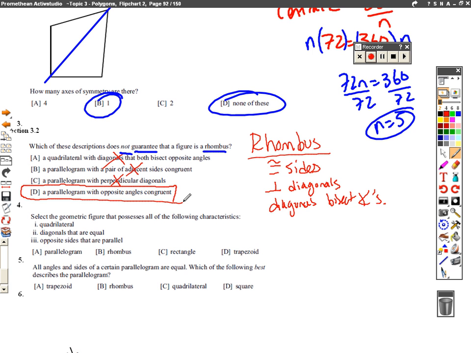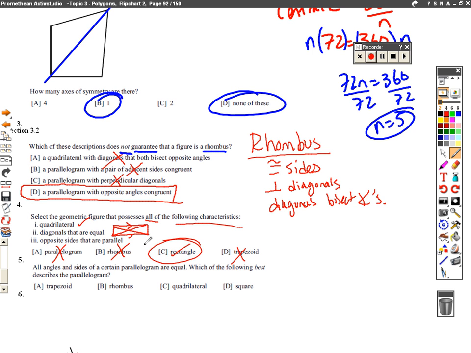Alright, question number 5. Select the geometric figure that possesses all of the following characteristics. It's a quadrilateral. It has diagonals that are congruent. Okay, let's talk about that. We learned that diagonals were congruent in rectangles. So any type of rectangle, the diagonals are congruent. And opposite sides are parallel. That is true of all parallelograms. But the only thing that has all of the following characteristics, not a parallelogram, because it doesn't have the diagonals that are equal. Not a rhombus, for the same reason. Rectangle, yes. Trapezoid, no. So the answer is C, rectangle.